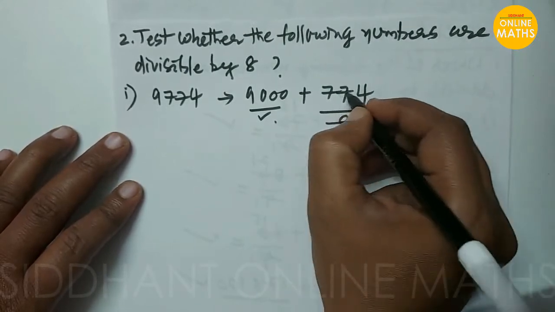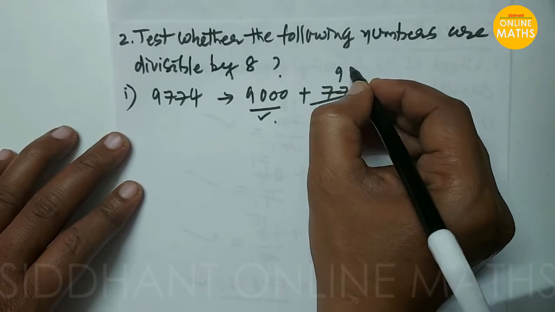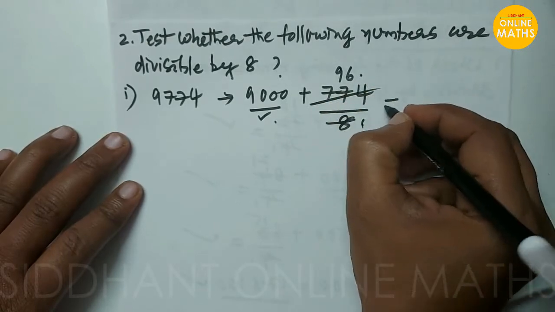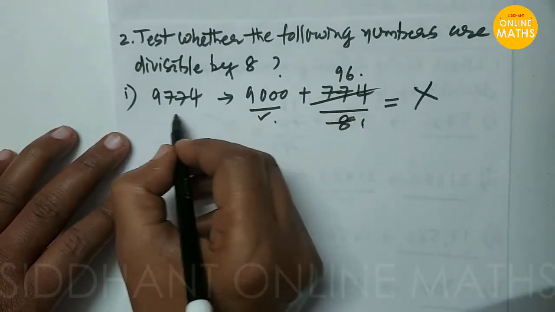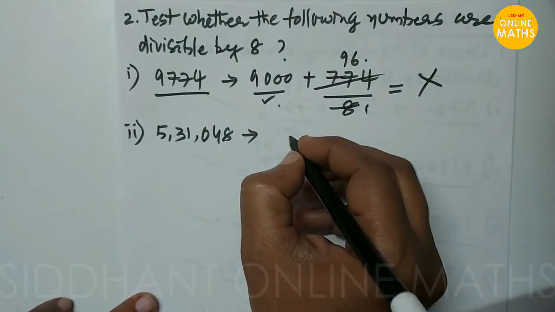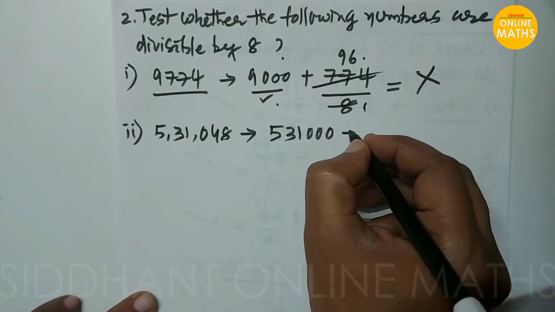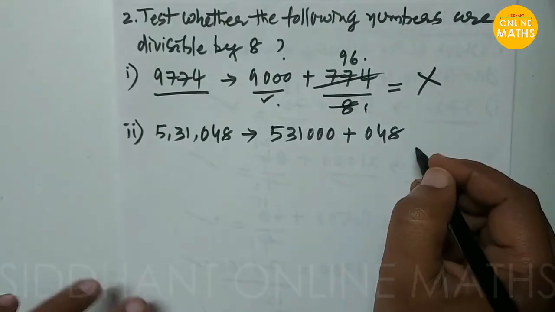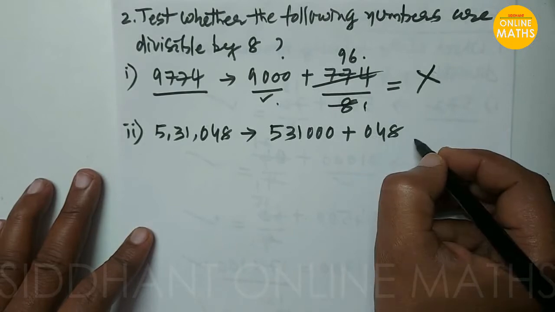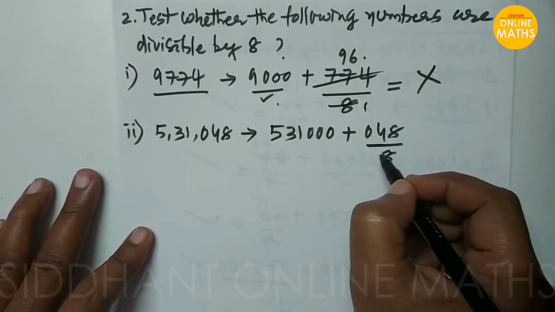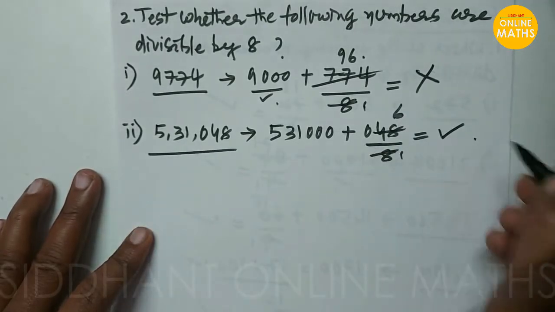So 8 1s are 8, 8 9s are 72, and after that 6, and we are getting a decimal point. So we can say that this number is not divisible by 8. Next, 531048. This can be written as 531000 plus 048, and we are going to check whether the last 3 digit number is divisible by 8 or not. So 8 directly goes 6 times, and we can say that this whole number is divisible by 8.